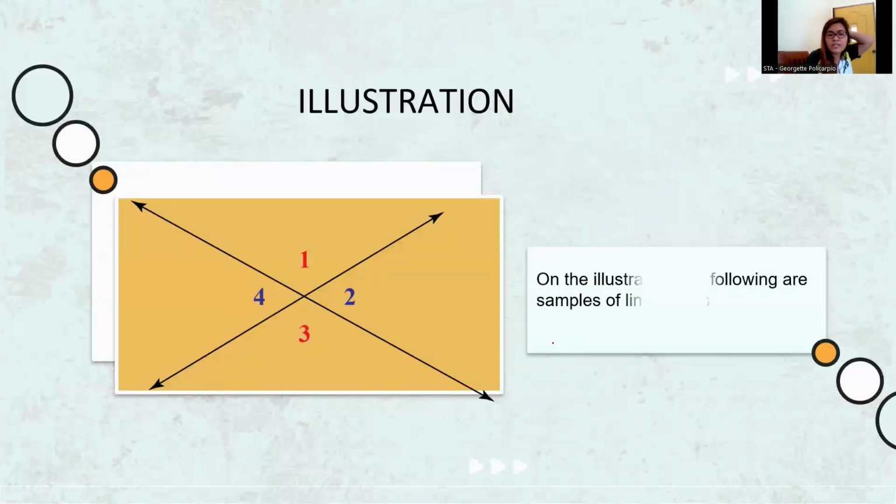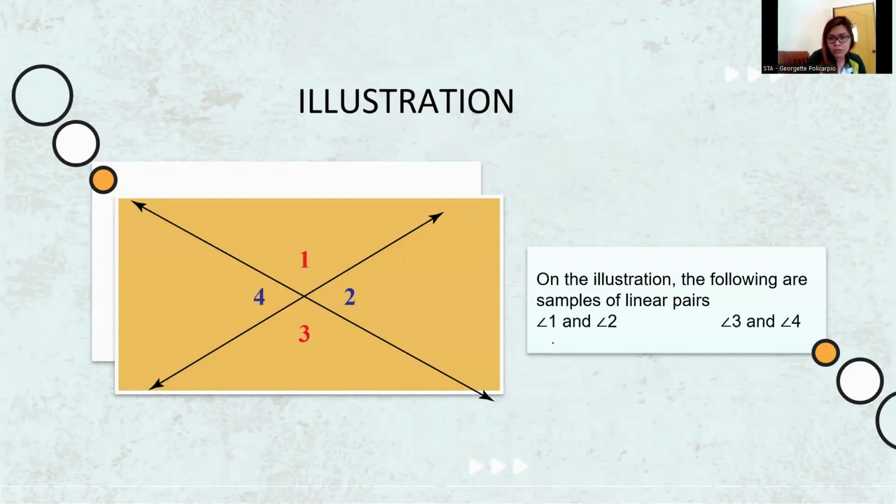So, in our illustration here, ang atin pong linear pairs dyan would be pwedeng angles 1 and 2. Bakit? Kasi they form this line. Itong line na ito ay pwedeng buuin ng angles 1 and 2, pati din ng angles 3 and 4. So, angles 1 and 2 are linear pair. Separate pair si angles 3 and 4. Linear pair din yun.